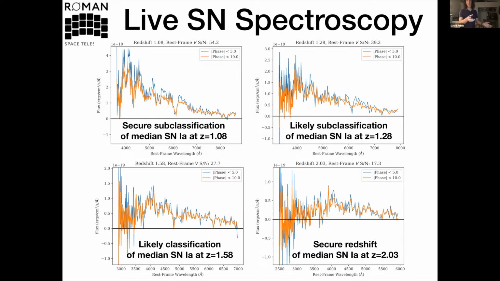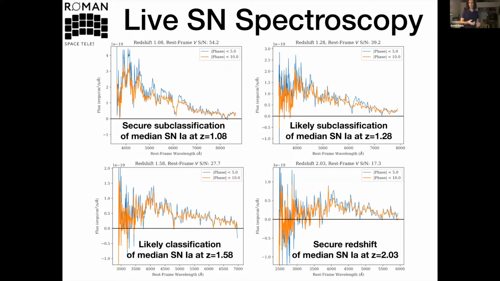Okay, so at redshift 1.1, things look great. You could not only classify that as a type 1a, you could securely subclassify it. So you could sort it into a branch normal 1a, and you can measure its silicon velocity. And this is stacking up within 5 rest frame days of max with blue, or within 10 rest frame days of max in orange. And stacking is probably not really the analysis you want to do here, but as a way to just show you what the time series look like, it's not bad.